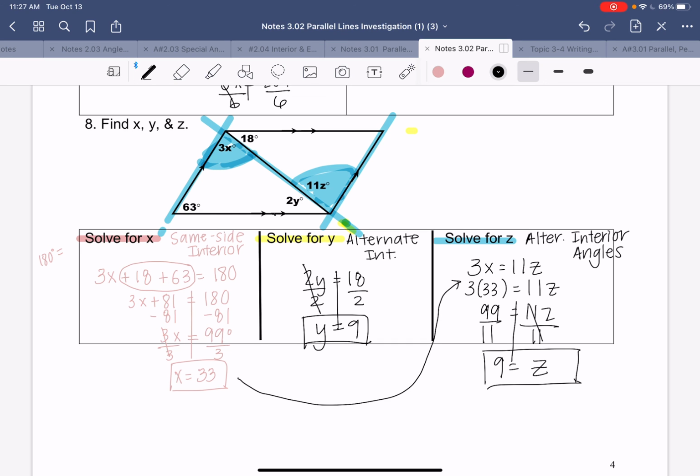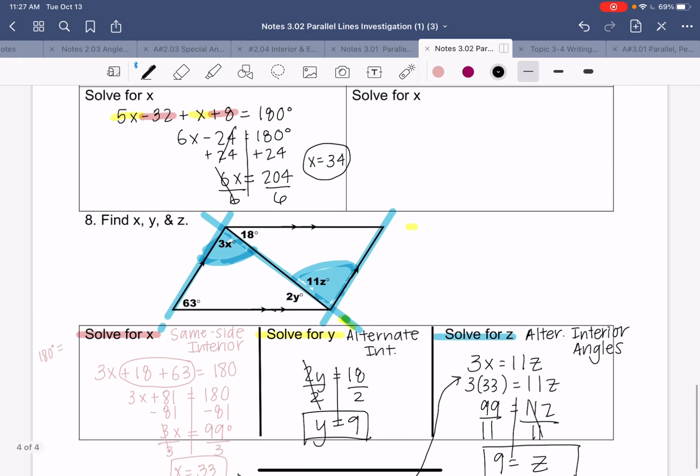Okay, those are a little bit harder, so that's why I like to do those with you, because there are so many parallel lines and so many transversals you can use to actually be successful with this question. Okay, so I hope this helps.